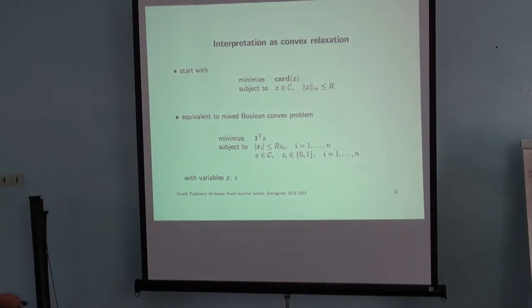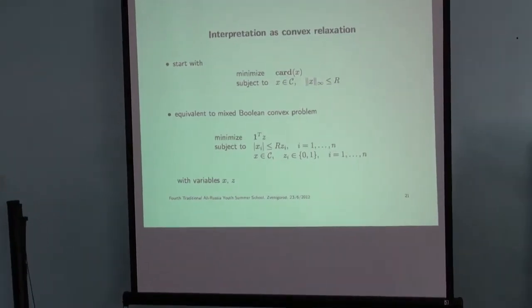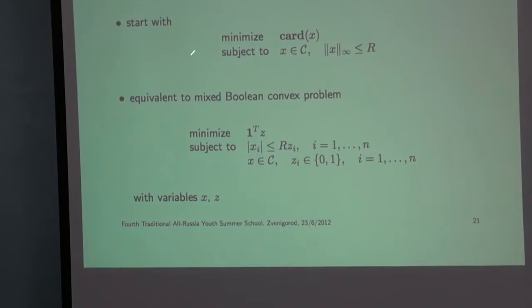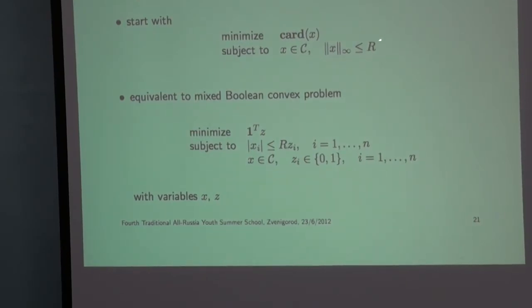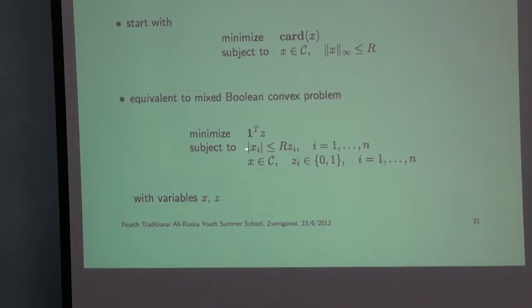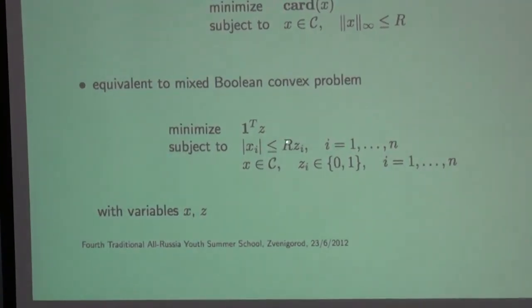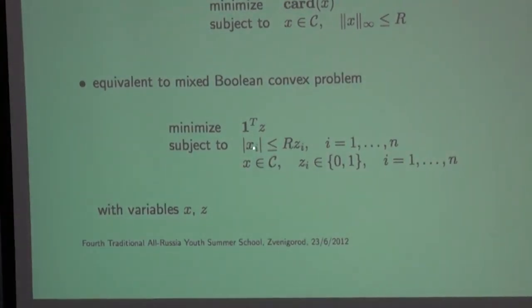Okay, so here it is as a convex realization. Let's start with this problem. Here I'm going to assume that I have a bound R on all of the entries. And I'm going to write this as a mixed Boolean convex problem, which is exactly equivalent to this one. I introduce a new Boolean vector z, which indicates whether x is zero or not. And I put it like this: the absolute value of x is less than R z. If z is 0, that means x is 0.